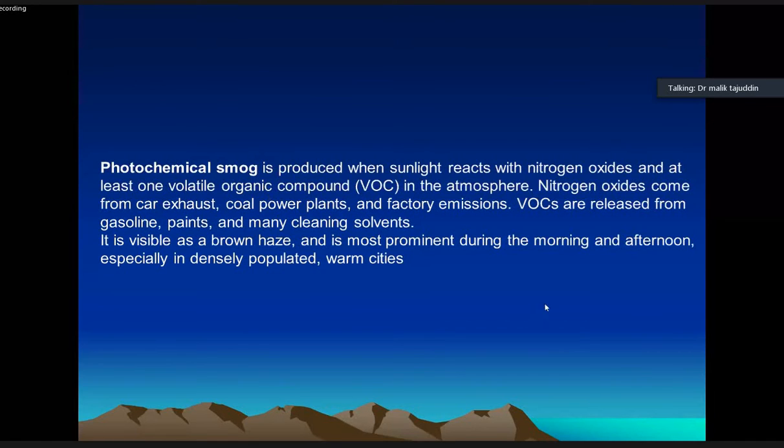What are volatile organic compounds? Volatile organic compounds are released from gasoline, paints, and many cleaning solvents. So, if these VOCs or the nitrogen oxides are present in the atmosphere, sunlight reacts with these compounds, and they cause smog in the form of a brown haze, which is most prominent during the morning and the afternoon, especially in densely populated warm cities.